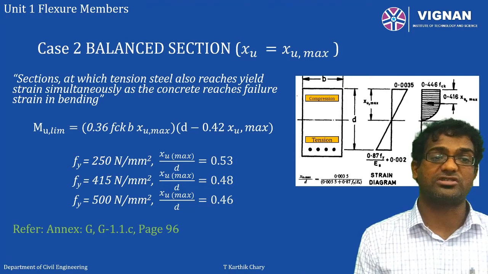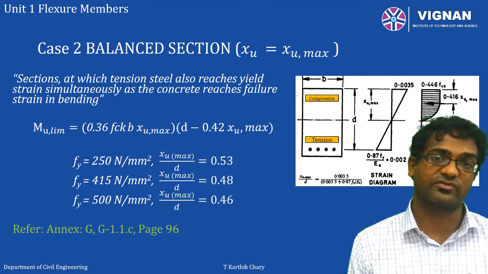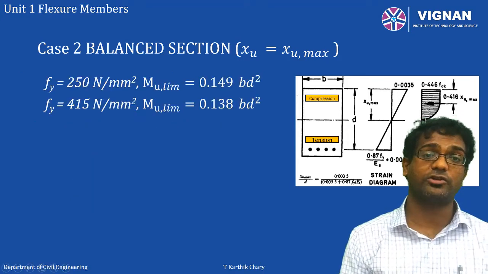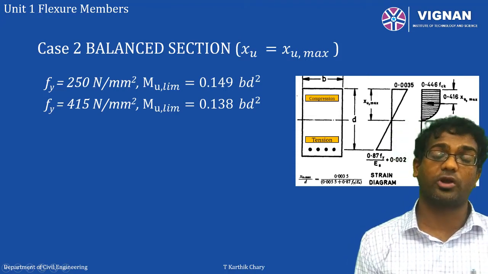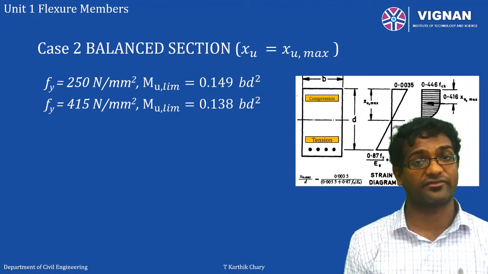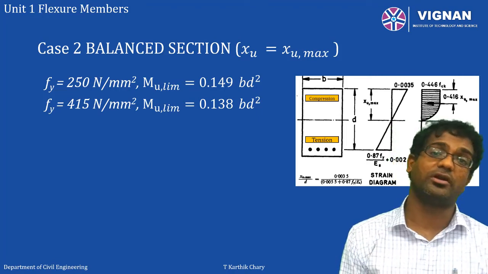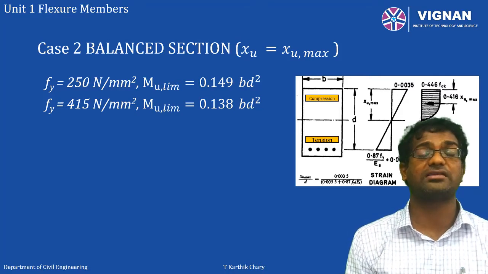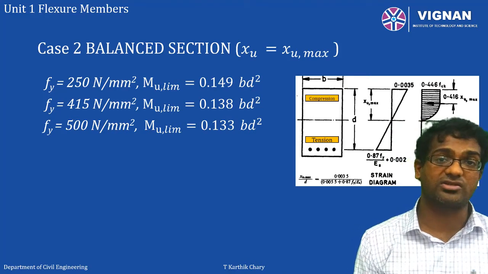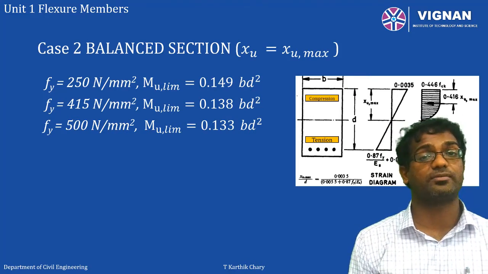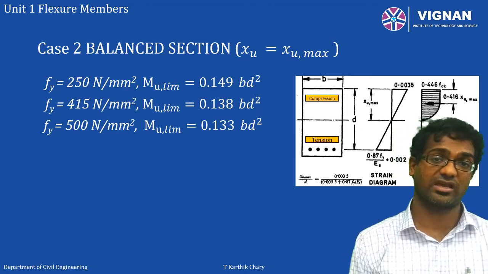The same above equations are also shown on page number 96 in Annexure G of IS 456. For grade Fe 250, the moment of resistance value will become 0.149 fck bd square, and for grade 415 steel, the moment of resistance for the balanced section will become 0.138 fck bd square. And if you take grade 500, then the moment of resistance for the balanced section is simplified to 0.133 fck bd square.